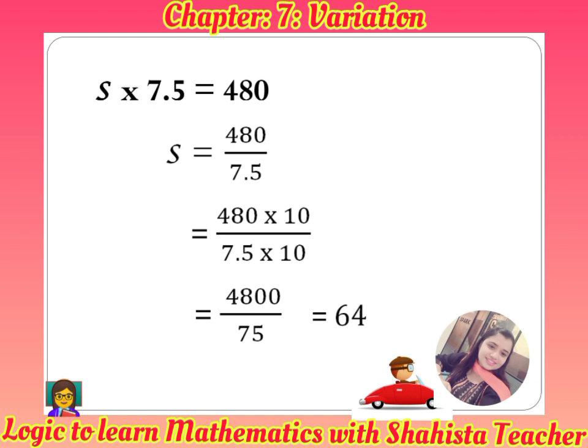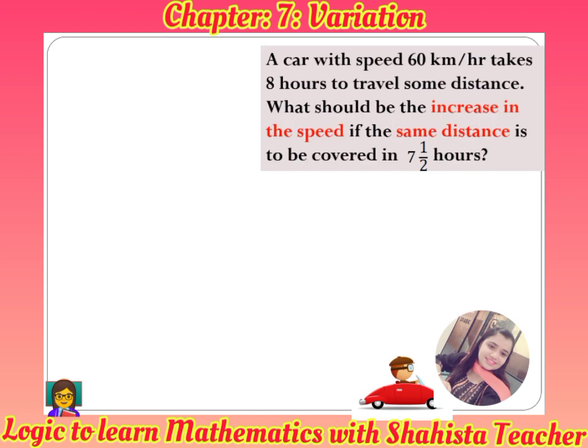So your answer is 64. So 64 is the speed for 7.5 hours. 7.5 आवर्स के लिए हमें 64 इम्पॉर्टेंट है. Is that clear? So here we have found that 64 is needed if the same distance is to be covered in 7.5 hours. So the statement like this we will write here.